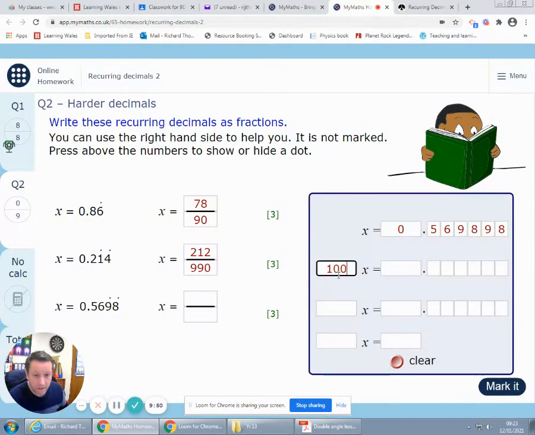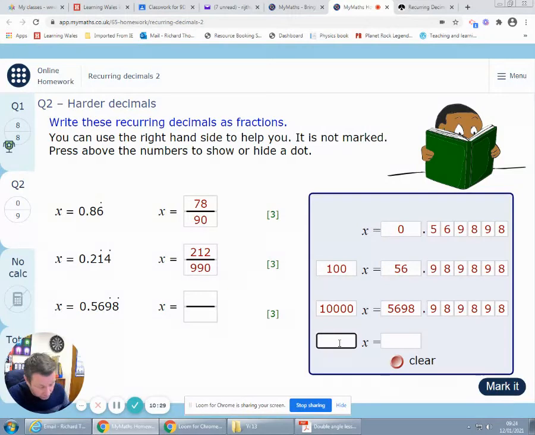If I multiply it by 100, I'll get 56.989898, etc. If I multiplied it by 1,000, I'd get 569, and then my first number after the decimal point would be an 8. So that isn't going to work. So I'm going to go to the next one and multiply it by 10,000, which means I will move it over 4 places. So I'll have 5698 and then 989898. Now they match up. So now I can subtract.